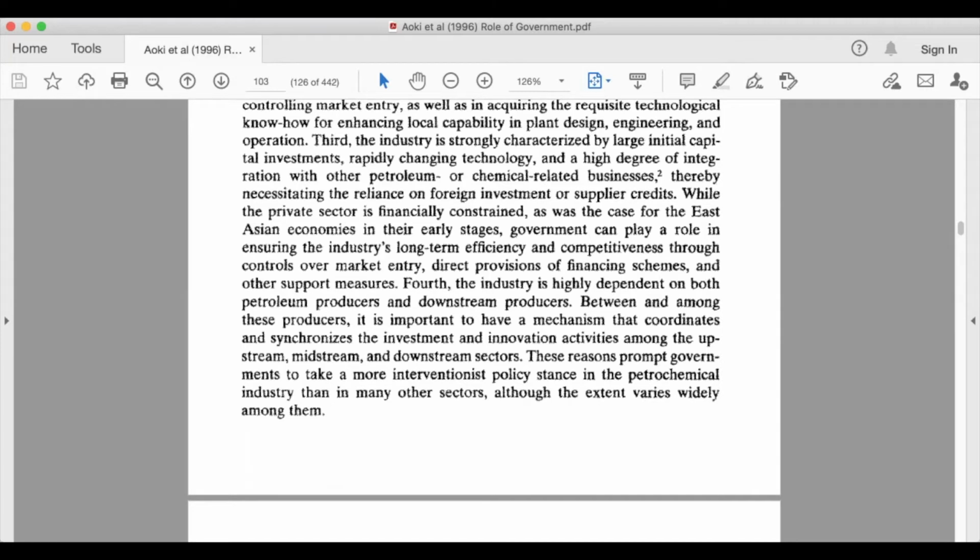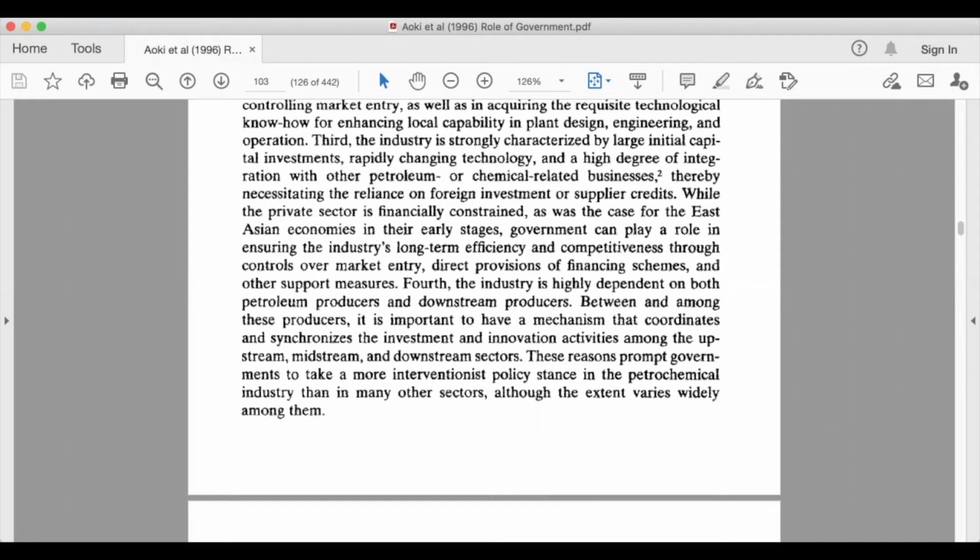Fourth, the industry is highly dependent on both petroleum producers and downstream producers. In petrochemical industries, what are you doing? You're converting raw materials such as crude oil into a variety of different products through the refining process. Between and among these producers, it is important to have a mechanism that coordinates and synchronizes the investment and innovation activities among the upstream, midstream, and downstream sectors.